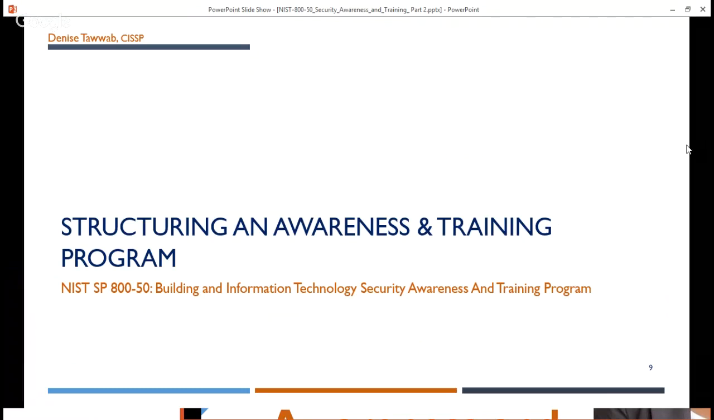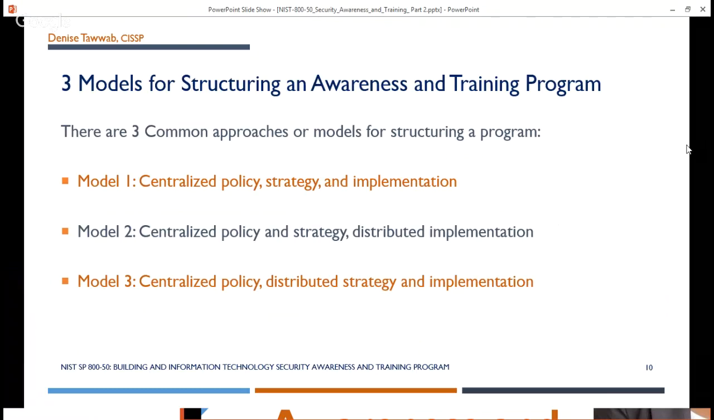So first, let's talk about structuring an awareness and training program. There are three models for structuring your program. Model one is a centralized model where you have centralized policy, strategy, and implementation. Model two, you have centralized policy and strategy, but distributed implementation. And model three, you have centralized policy, but distributed strategy and implementation.